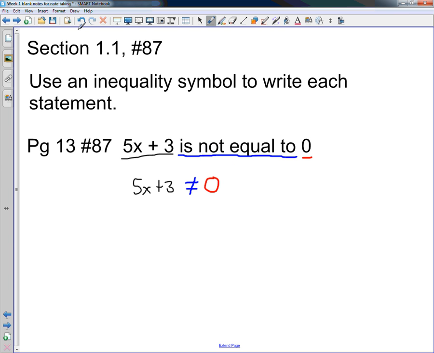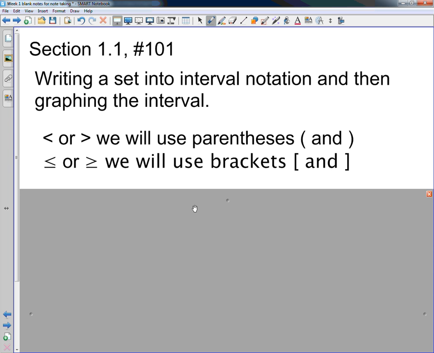Let's go ahead and look at 1.1 a little further. So we're going to start looking at graphing some solutions of our inequalities. So when we start putting these on number lines, we need to pay attention to what kind of inequality symbol we have. If we have a less than or greater than, we're going to use parentheses at that number. And if we have a less than or equal to or greater than or equal to, we're going to use brackets. And this will probably make a little more sense as we start to work a problem.